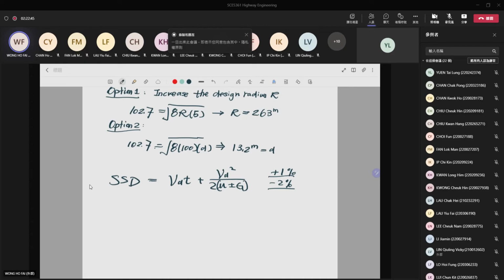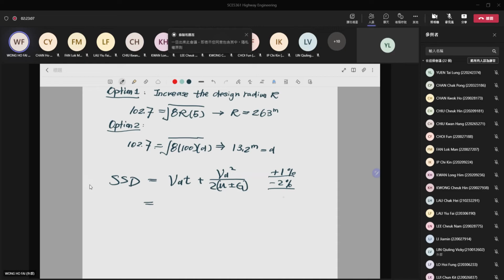Why do I need to use negative 2%? It is more conservative, right? Because I should not use plus 1, because it is going up the hill, right? So the stopping sight distance should be longer if I'm going down the hill. So I will use negative 2, okay? So right here, we will use negative 2.